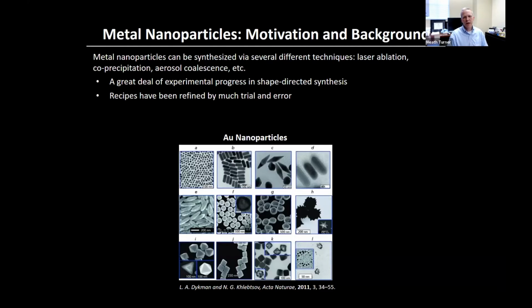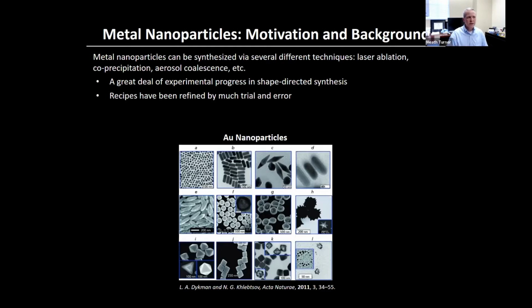So I'll start off with the metal nanoparticles that we've been modeling. And this is just a little bit of background, practical background about these materials. So metal nanoparticles can be experimentally synthesized using a lot of different approaches, laser ablation, co-precipitation. And over the years, there's been a lot of experimental progress that's been made in terms of trying to achieve different metal nanoparticle sizes and shapes and size distributions.